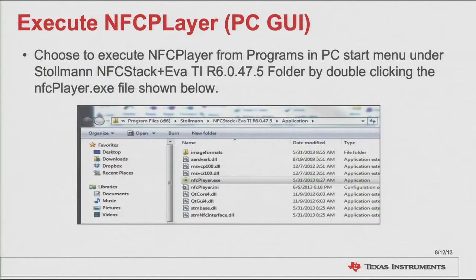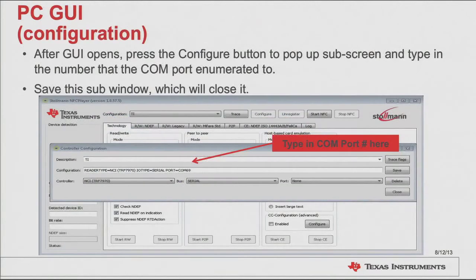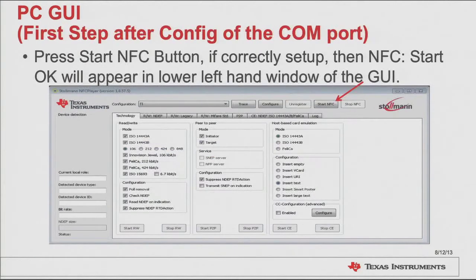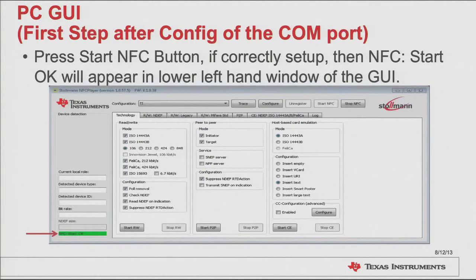To run the NFC Stack GUI, choose to execute the NFC player from Programs in the PC Start menu. After the GUI opens, press the Configure button to pop up the controller configuration subscreen and type in the COM port number the board enumerates to. Click Save, and this will close the subscreen. Press the Start NFC button if correctly set up, then NFC Start OK will appear in the lower left-hand window of the GUI.